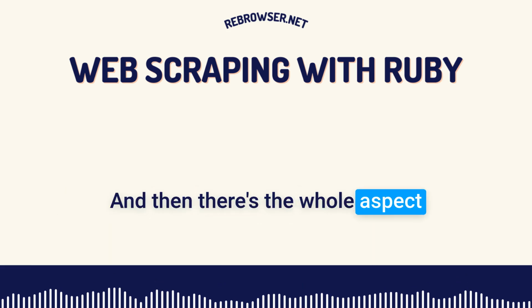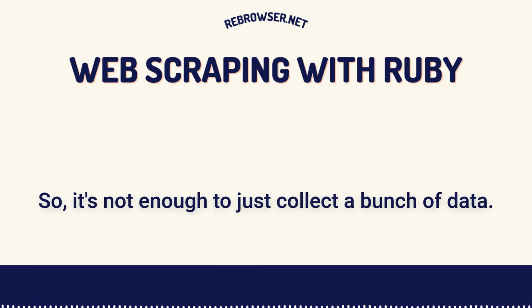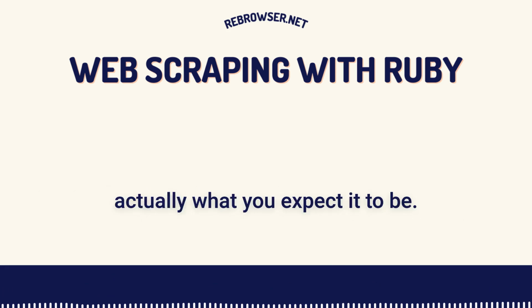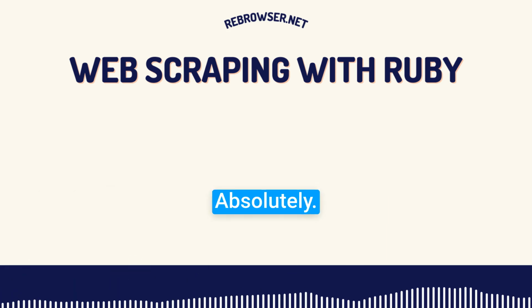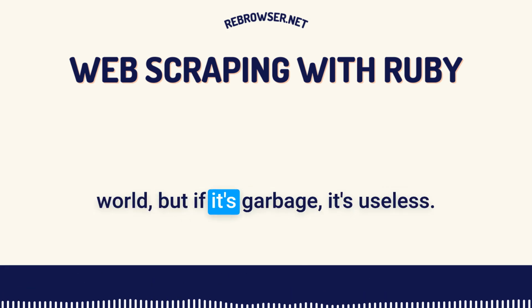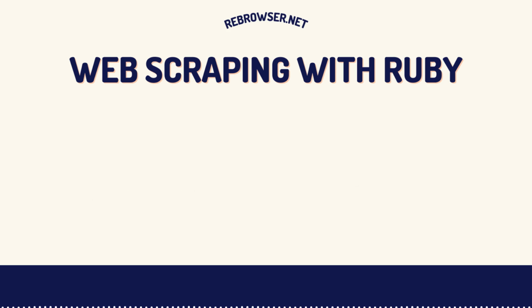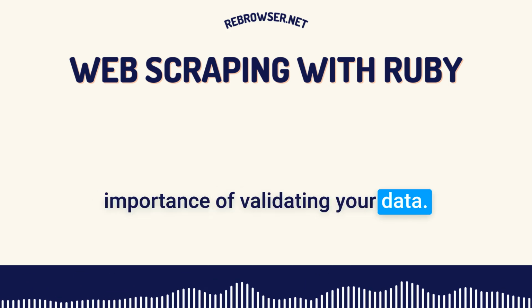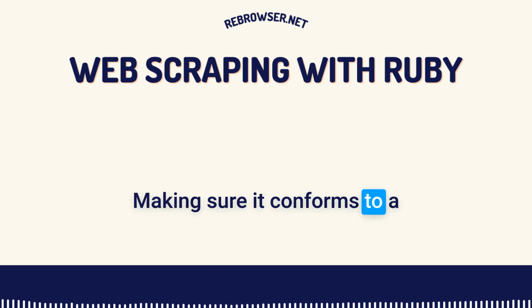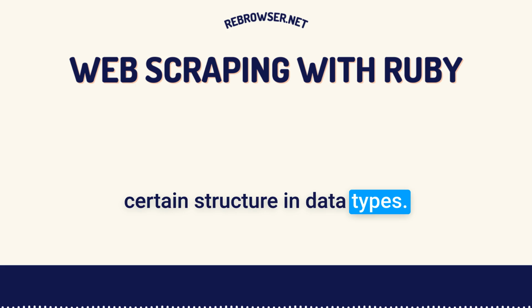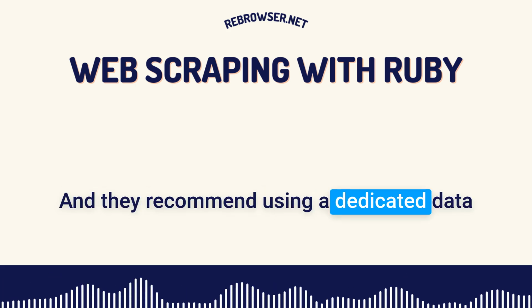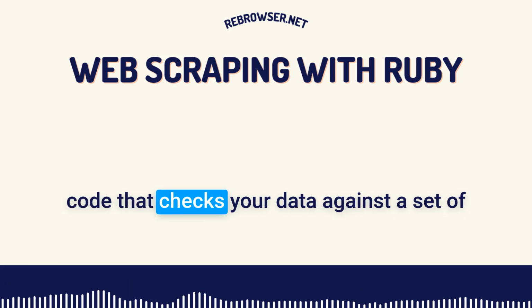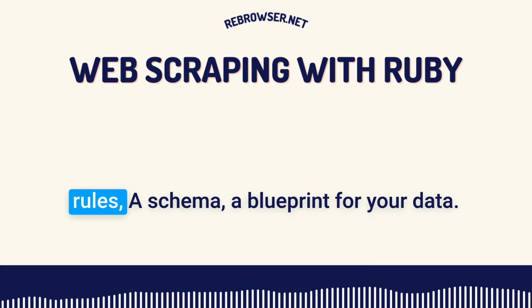Precisely. And then there's the whole aspect of data quality and validation, right? So it's not enough to just collect a bunch of data. You need to make sure that data is actually what you expect it to be. Absolutely. You can have all the data in the world, but if it's garbage, it's useless. So they really emphasize the importance of validating your data, making sure it conforms to a certain structure and data types. And they recommend using a dedicated data validator class, which is basically a piece of code that checks your data against a set of rules, a schema.